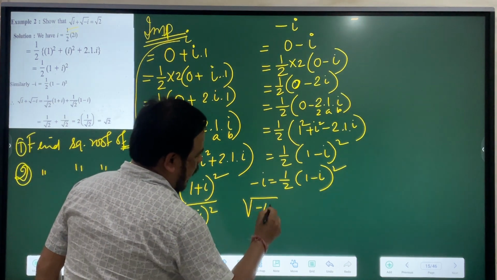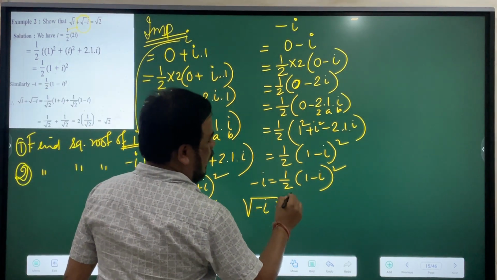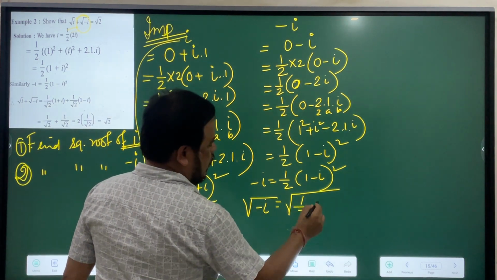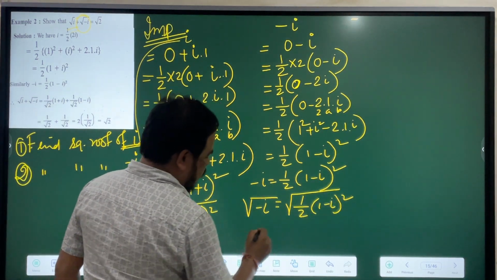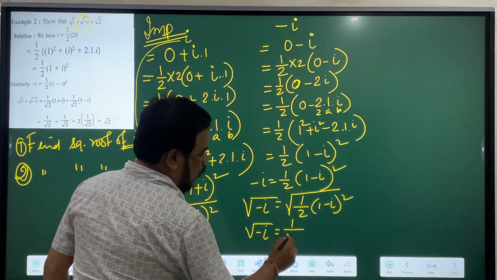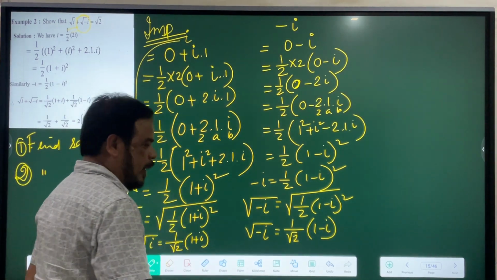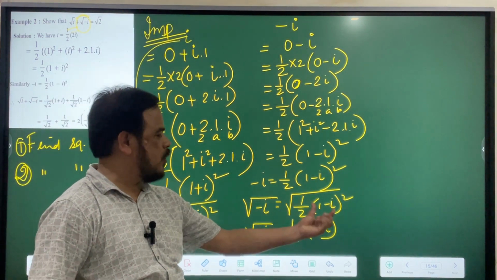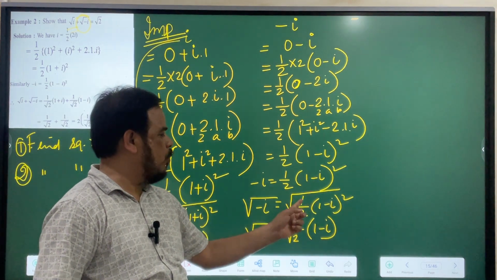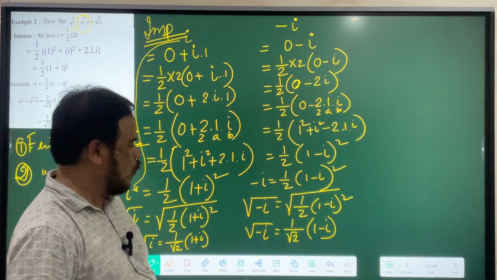For the square root of minus i, because in the question the square root of minus i is there, we will put the square root on both sides. So the square root of minus i is equal to 1 by root 2 times 1 minus i. I hope you understand. The square root cancels for this one. The square root of 1 is 1, the square root of 2 is root 2 only. We cannot take the square root of 2.